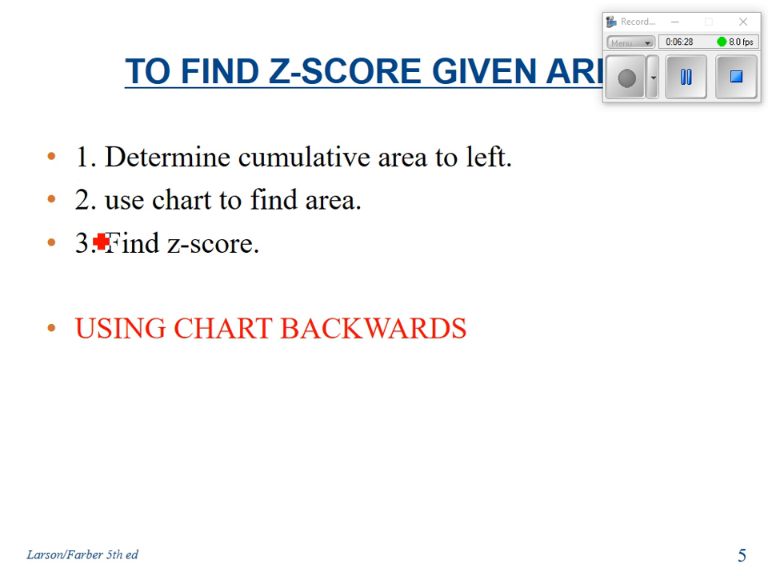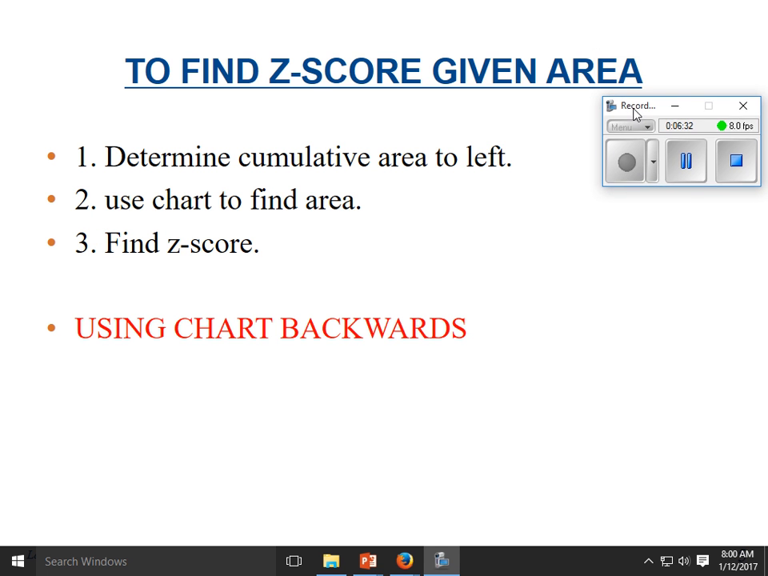So to do this, to find the Z-score given an area, determine the cumulative area to the left, use the chart to find the area, find the Z-score.